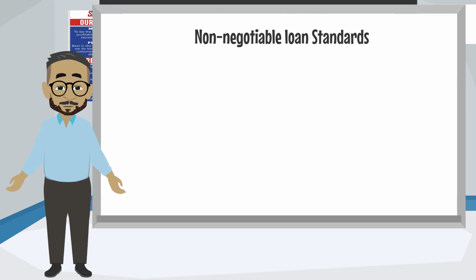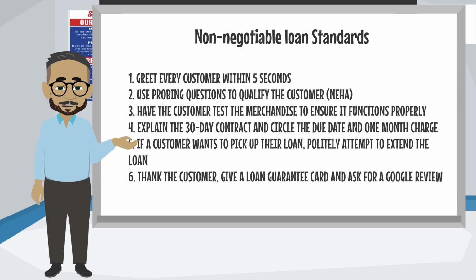non-negotiable loan standards. Greet every customer within 5 seconds. Use probing questions to qualify the customer. Have the customer test the merchandise to ensure it functions properly. Explain the 30-day contract and circle the due date and 1-month charge. If the customer wants to pick up their loan, politely attempt to extend the loan. Thank the customer, give a loan guarantee card, and ask for a Google review.